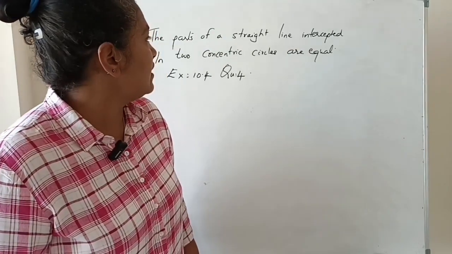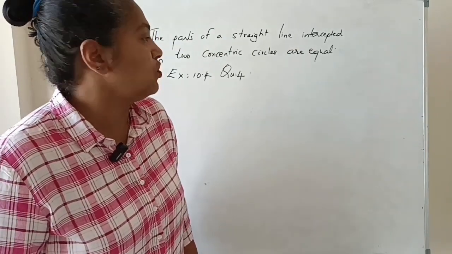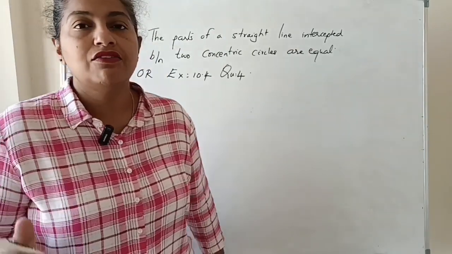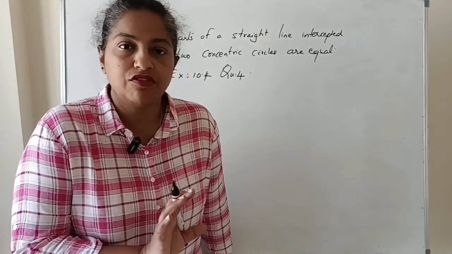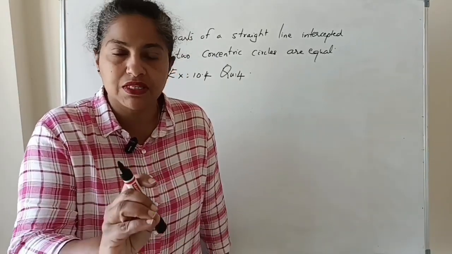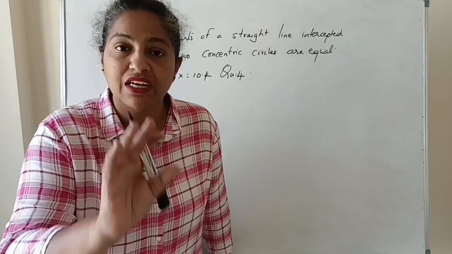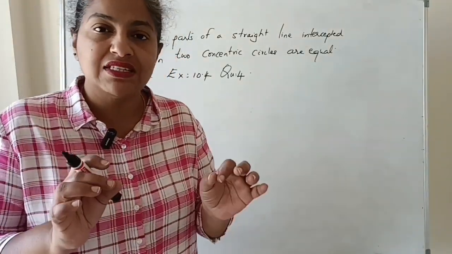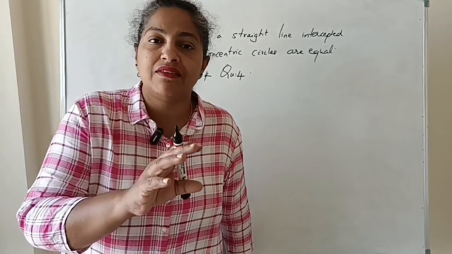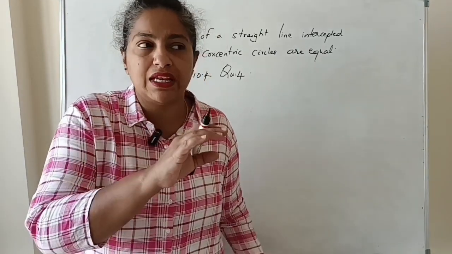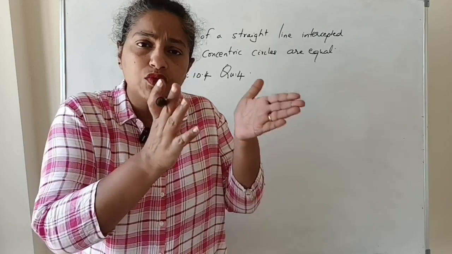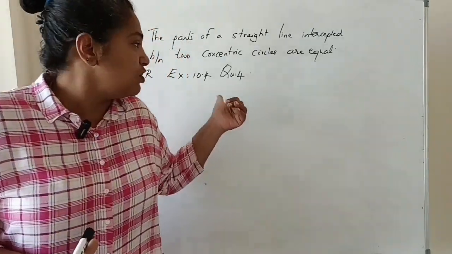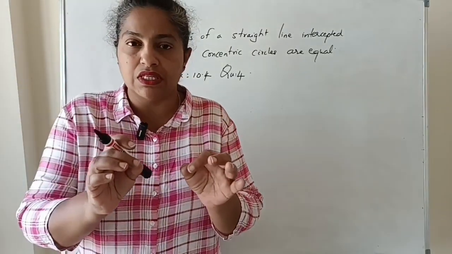The parts of a straight line intercepted between two concentric circles are equal. So, this is a sum that I have taken from a different reference book. The same sum is given in the NCERT book in a different form. It is exercise 10.4 question number 4, which says that if there is a line that intersects two concentric circles at A, B, C, D and all is given to you, you have to prove that AB is equal to CD. Please go and refer to the textbook for the exact question.